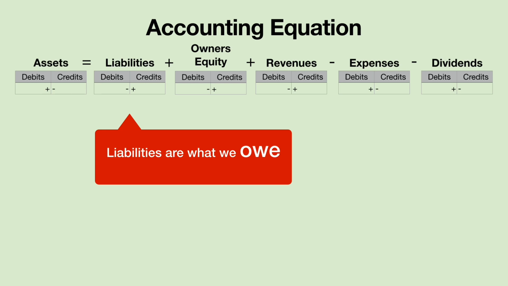Notice that all the liability accounts have the word payable in the name, except one. There is one liability account that doesn't say payable. It's called unearned revenue. Remember that one. That's a little tricky.